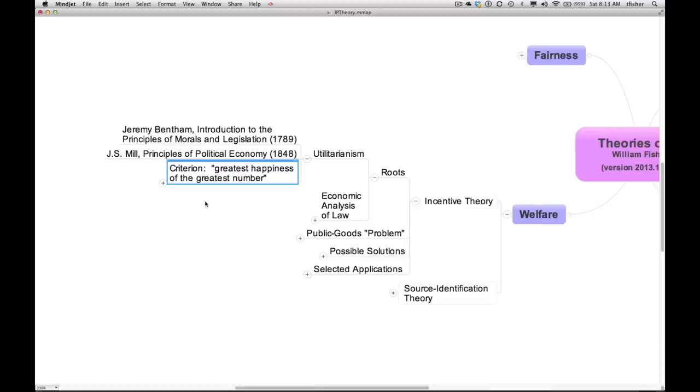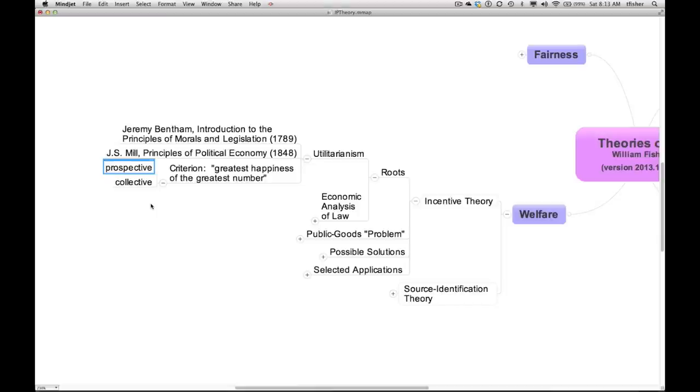Two characteristics of this orientation bear emphasis and cause it to contrast sharply with the fairness theory, its primary rival. First, the utilitarian approach is prospective in orientation. In other words, it looks forward in time. It seeks to craft the law in a way that will induce people in the future to behave in a fashion that will increase overall happiness or welfare.